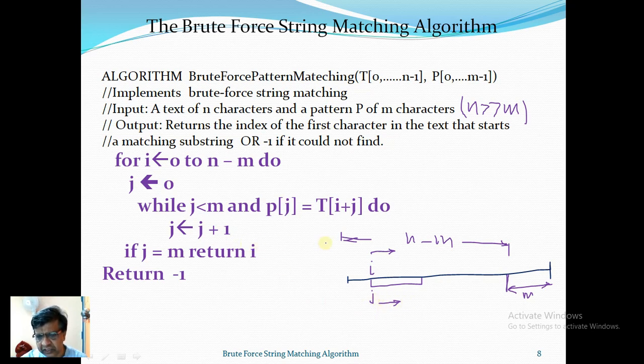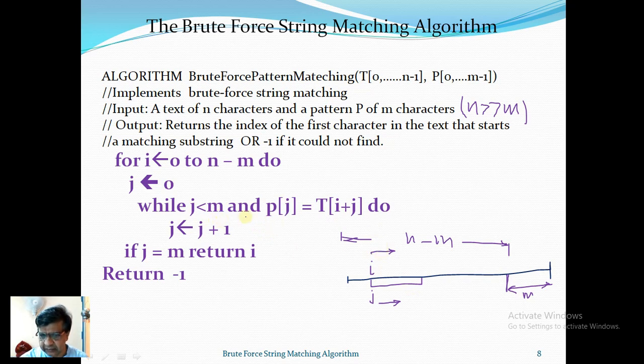Okay, both the things should come true. If j is less than m, that means it can reach only up to m minus 1. j is less than m, and p of j, each and every character of the pattern, is equal to t of i plus j. If this condition holds together with the other, then for all the m characters, the pattern is found.